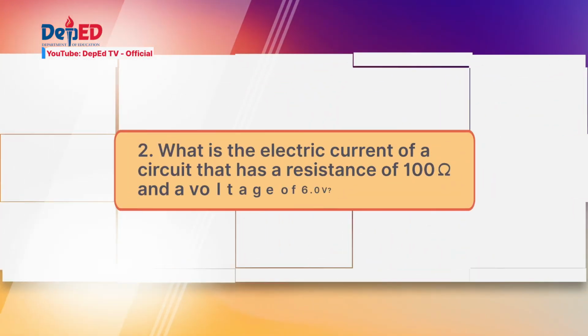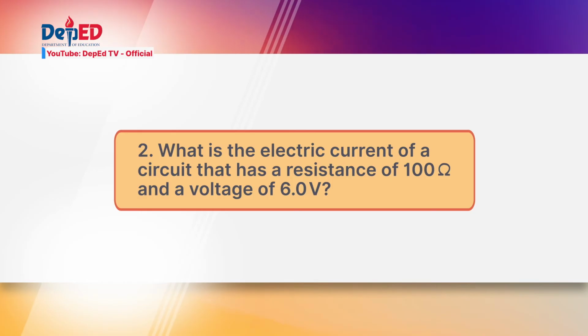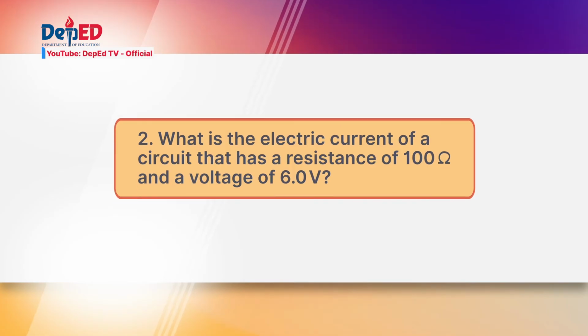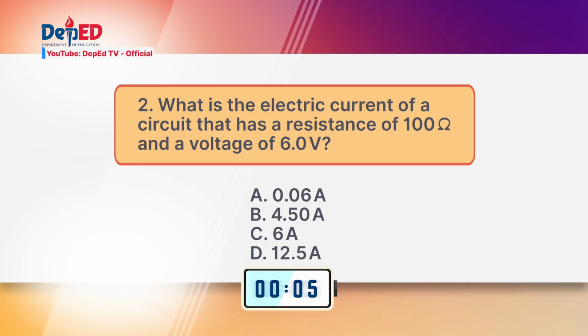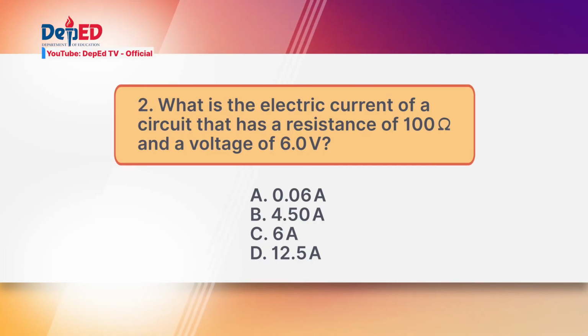What is the electric current of a circuit that has a resistance of 100 ohms and a voltage of 6 volts? A, 0.06 amperes, B, 4.50 amperes, C, 6 amperes, or D, 12.5 amperes? The correct answer is A, 0.06 amperes.